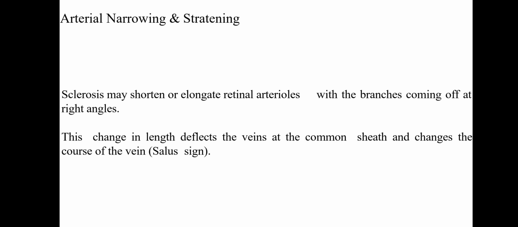Arterial narrowing and straightening. Sclerosis may shorten or elongate retinal arterioles, with the branches coming off at right angles. This change in length deflects the vein at the common sheath and changes the course of the vein: Salus sign.